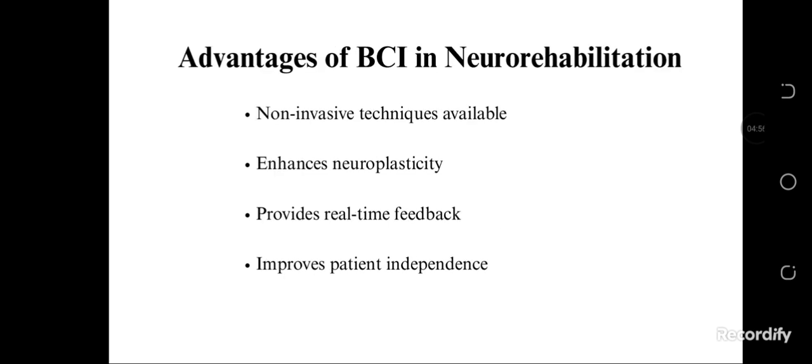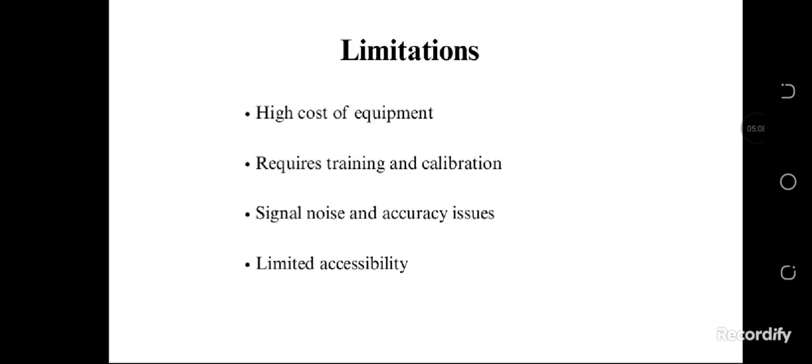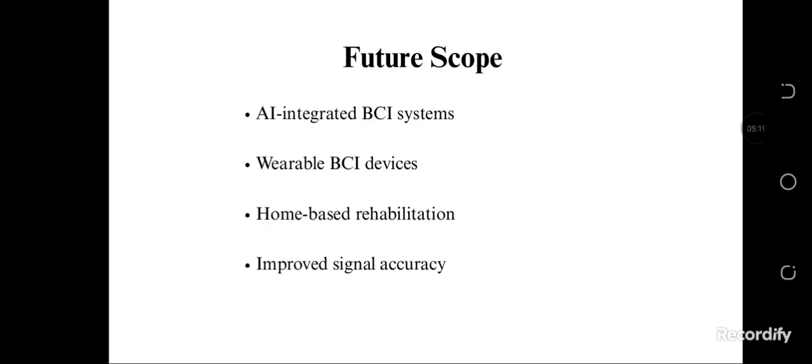Next, we see the advantages of BCI in neurorehabilitation. Non-invasive techniques are available in BCI, and it enhances neuroplasticity, provides real time feedback, and improves patient independence. Next, limitations: high cost of equipment, requires training and calibration, signal noise and accuracy, and limited accessibility. Future scope: AI integrated BCI systems, wearable BCI devices, home based rehabilitation, and improved signal accuracy in BCI systems.